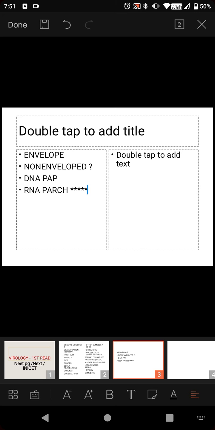Then coming to viral replication. Viral replication is mostly by non-binary fission, and it is a very, very complex step. Okay, non-binary fission, that is more than enough for you.